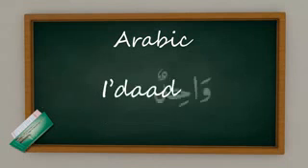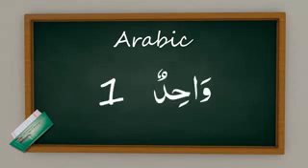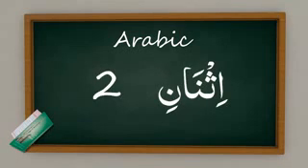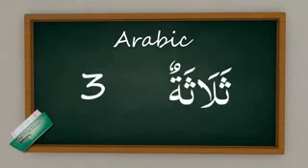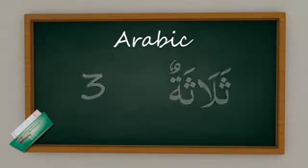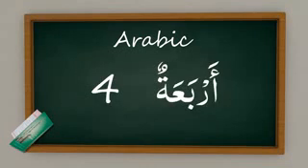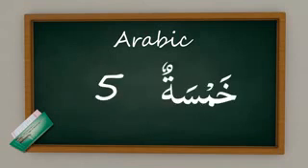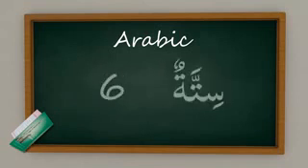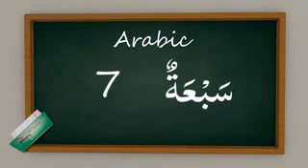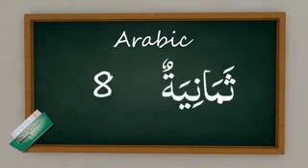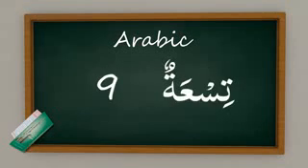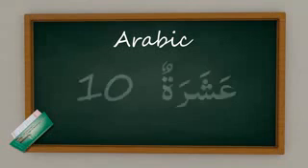Wahid, one. Ithnan, two. Thalatha, three. Arba'ah, four. Khamsah, five. Sittah, six. Sab'ah, seven. Thamaniyah, eight. Tis'ah, nine. Ashara.